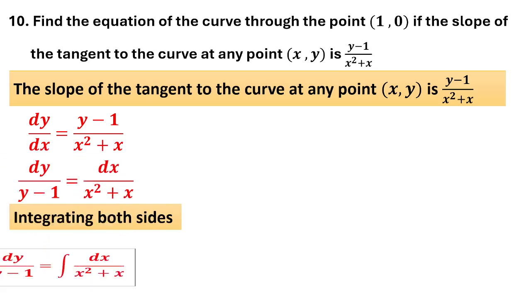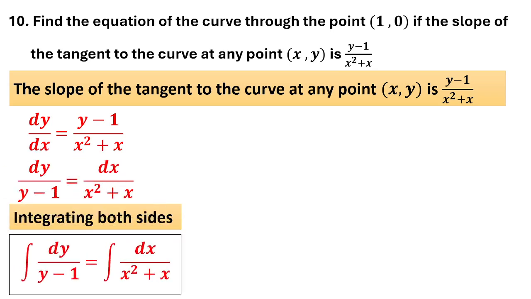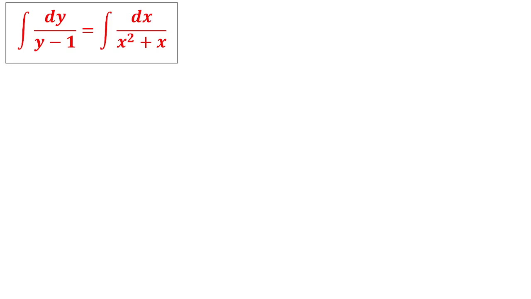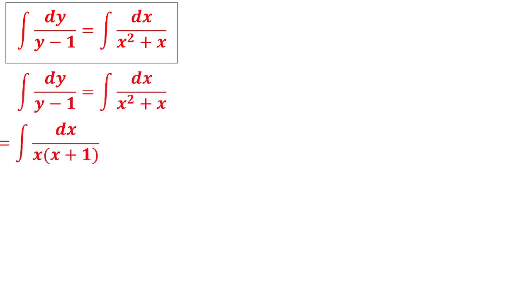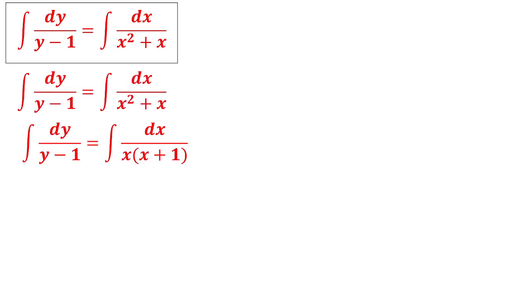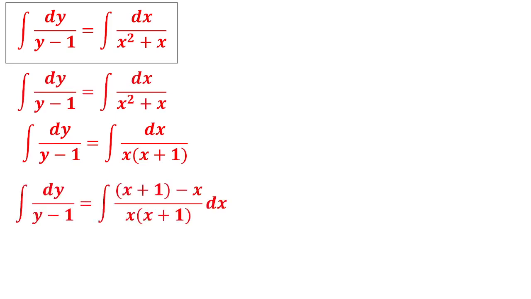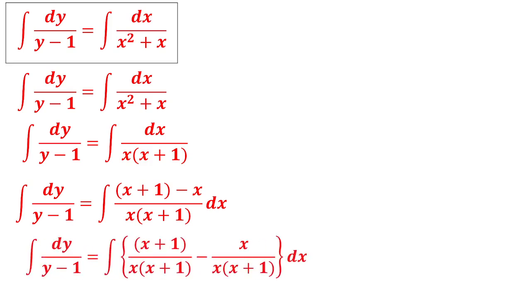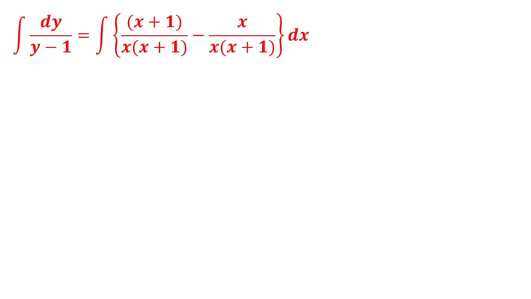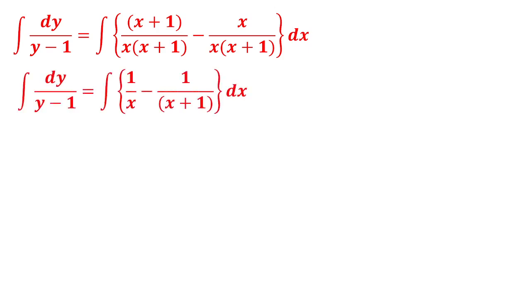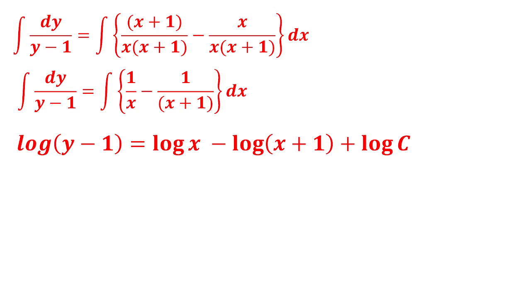Now integrate both sides. The left hand side integration is very simple. But on the right hand side, you have to factorize the denominator as x into x plus 1, and in the numerator, add and subtract x. Divide the integral into 2. The first integral will be 1 upon x. The second integral will be minus 1 upon x plus 1. Now you can do the integration directly.